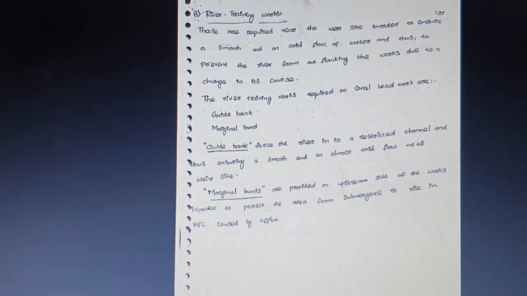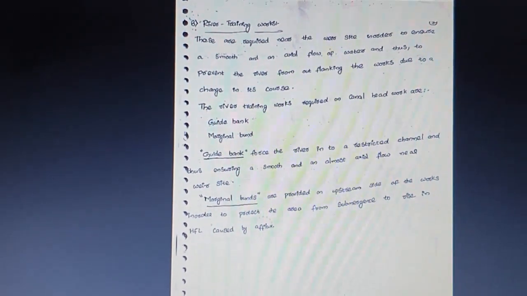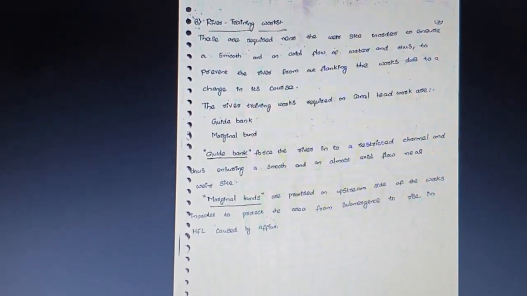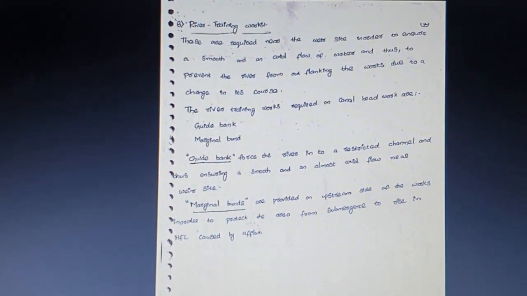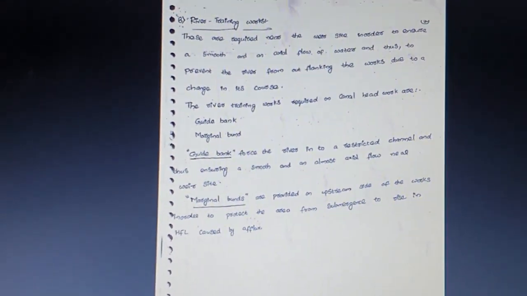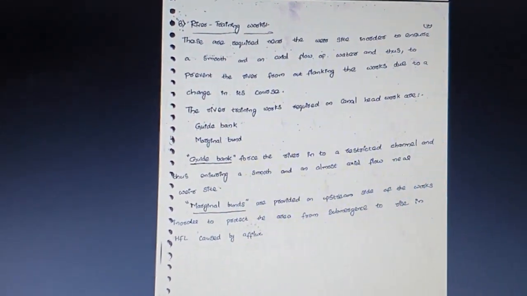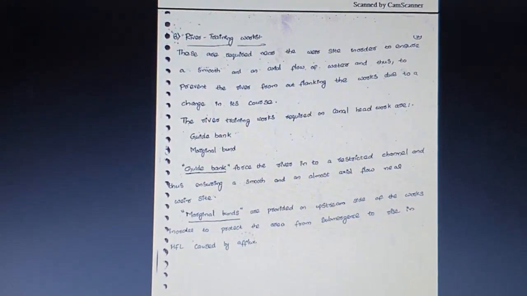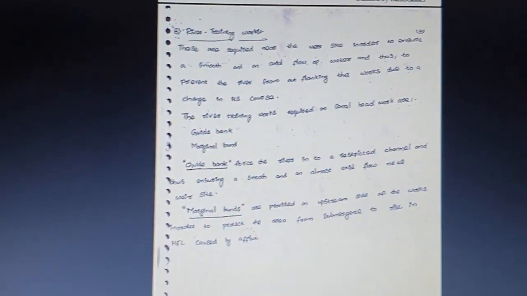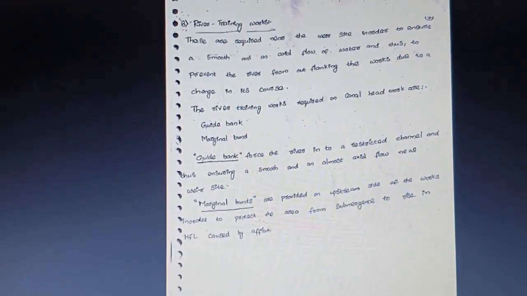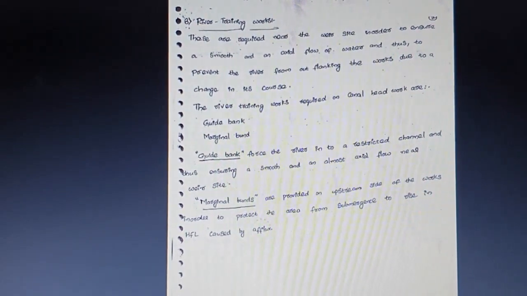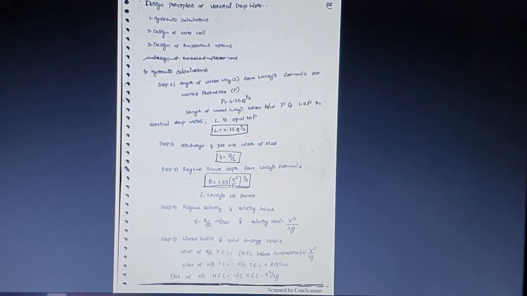So wherever the canal is passing through low-lying areas, there is a chance of submergence, which can be protected with the help of a marginal bund. With this we are done with the components of the diversion head work, and this is a very important question for your external exam. Please don't skip this question. Definitely you will get this question in your external exam.